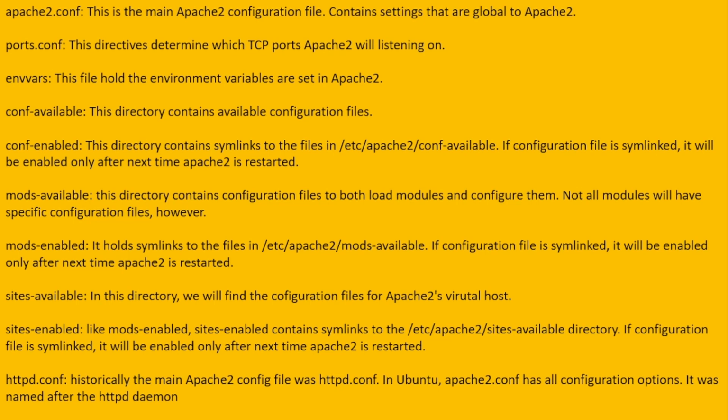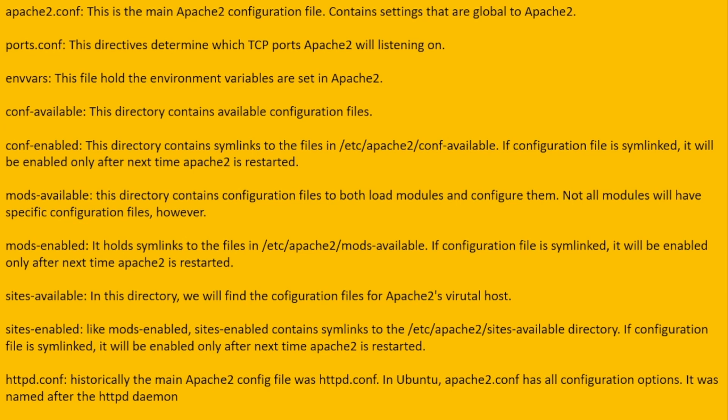Whenever we need to load a new module and also configure those modules, in this directory we store all the files, and all the symbolic links are available inside the mods-enabled directory. Here mods-enabled holds the symbolic links which point to the mods-available directory. Sites-available means virtual sites. So all the virtual site configuration files are available inside the sites-available directory, and sites-enabled, again, holds symbolic links.